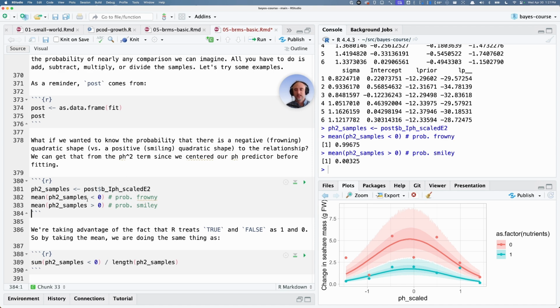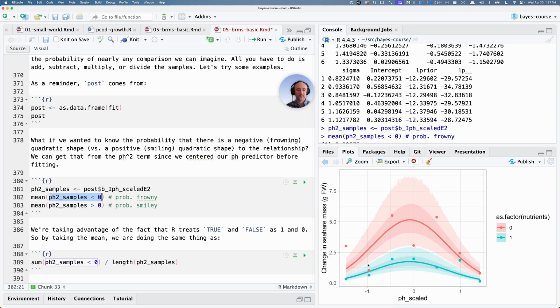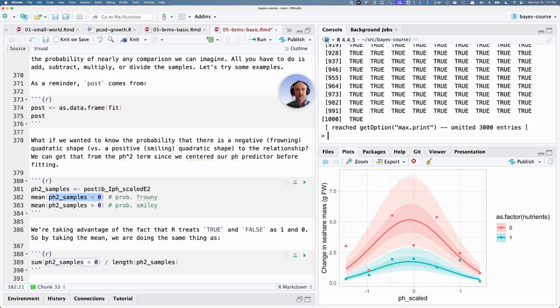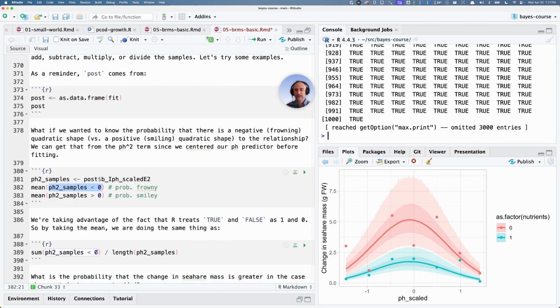And if I look at the proportion of those that are below 0, that gives me the probability of the frowny face. So the probability this is a downward curve versus the probability this is an upward curve, which is very small. And like we talked about last week, this works because that creates a bunch of zeros and ones, which get treated as trues and falses. They get treated as ones and zeros in R. And so the mean of that is equivalent to taking how many of them are ones and dividing by the length. It's just faster.